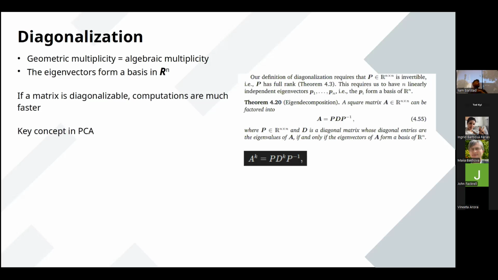But basically, what I see it as is, if it's diagonalizable, then it's similar to this diagonal matrix.